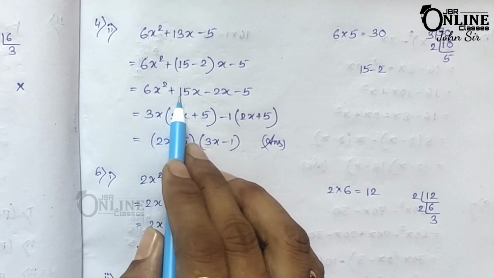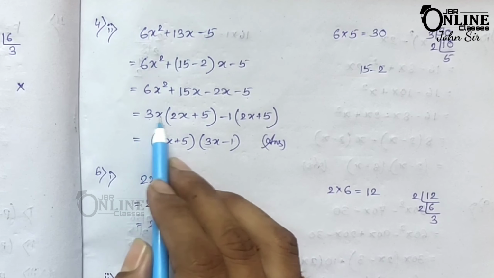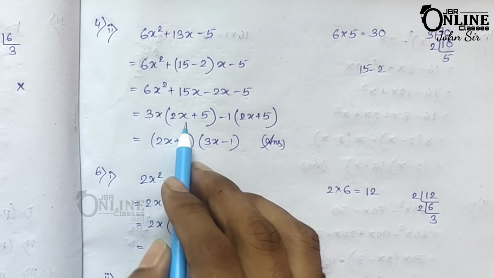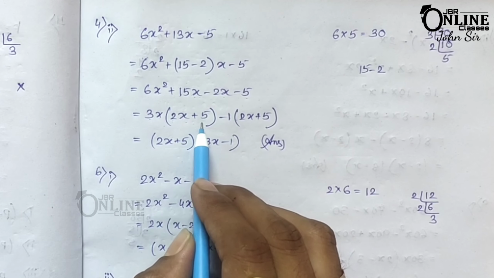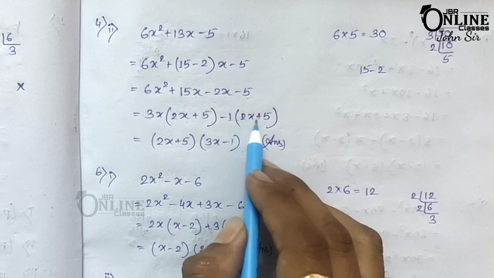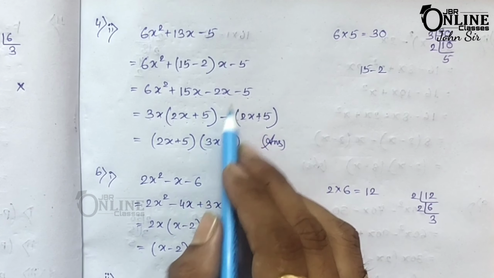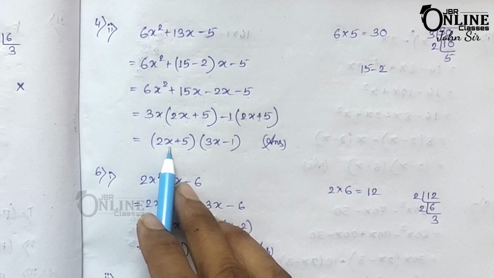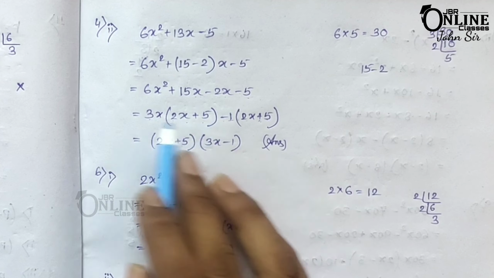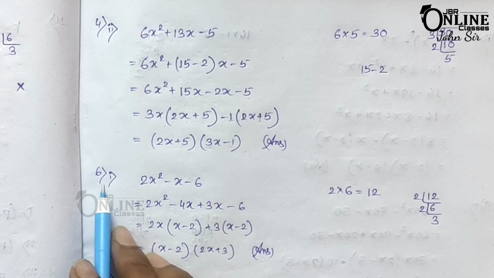So here 6x square plus 15x minus 2x minus 5. From the first two terms the common term is 3x. If you take 3x common from 6x square, 2x remains. From the next term 15x it will be 5. From the next two terms there is no common term, so 1 will be common. So here 2x plus 5, as minus is common, this becomes plus 5, as minus minus is plus. So the answer will be 2x plus 5 into the remaining terms, that means 3x and minus 1, so 3x minus 1.